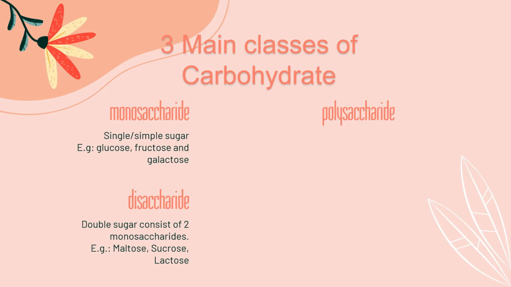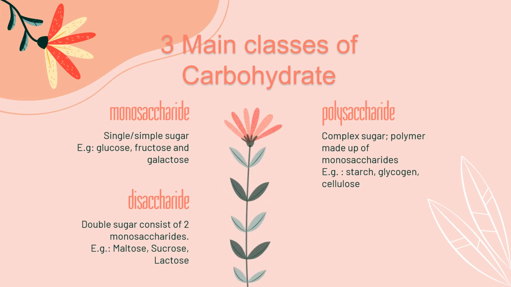And the third one is polysaccharide. Polysaccharide is a polymer made up of monosaccharides. It means polysaccharide is made up of many monosaccharides, for example starch, glycogen, and cellulose.